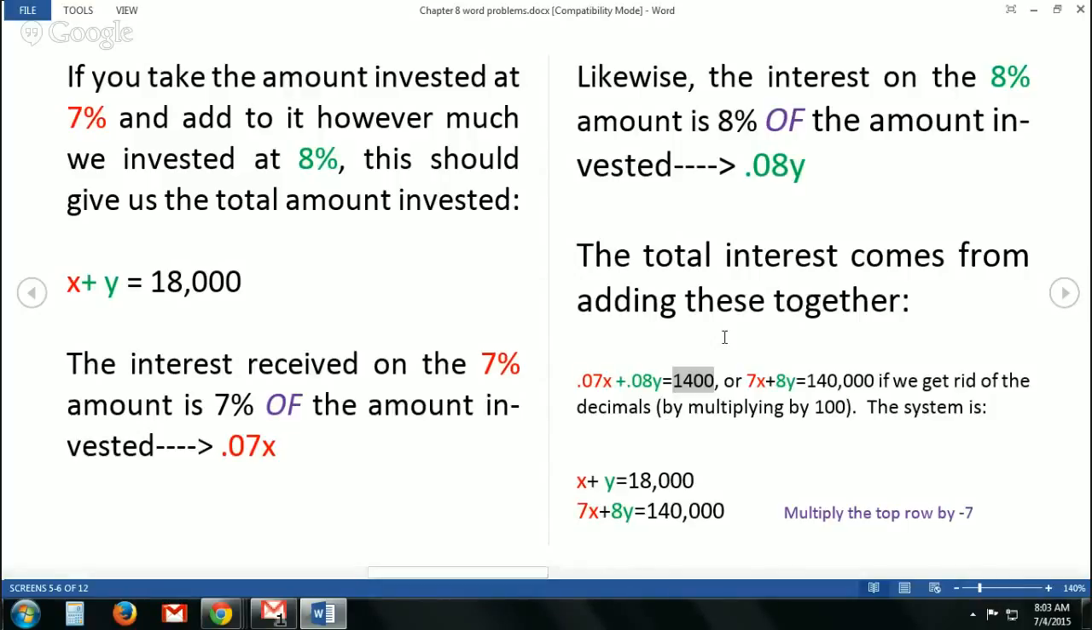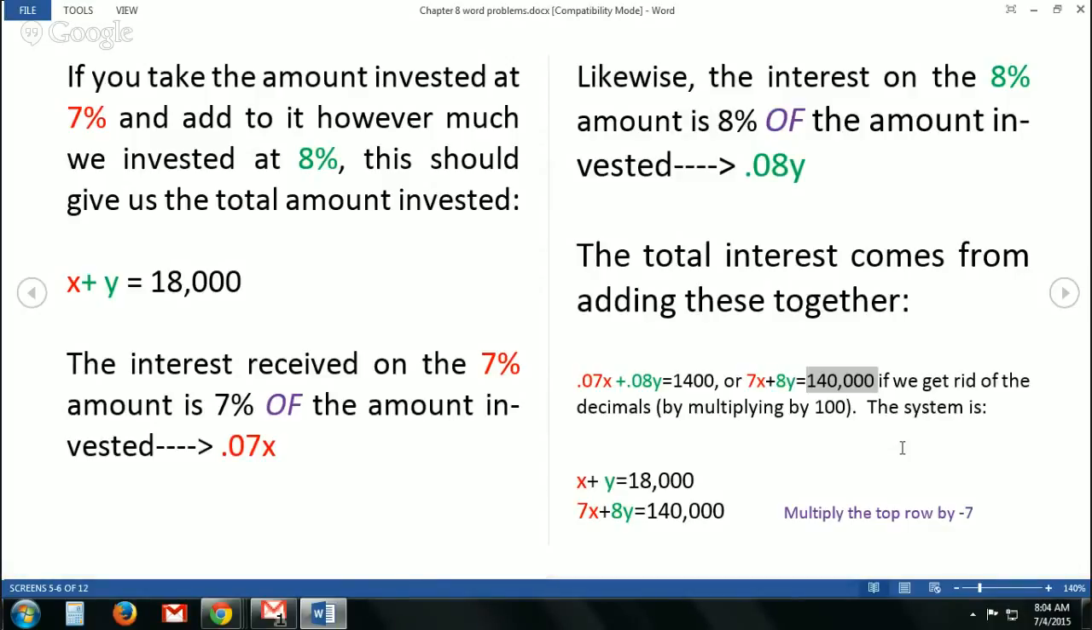Now, I personally don't really like those decimals, so I would like to get rid of them. It's easy to get rid of them by multiplying both sides by 100. That just moves every decimal 2 places to the right. So instead of 0.07x, I'll have 7x. Instead of 0.08y, I'll have 8y. And now if we multiplied the left by 100, we have to also multiply the right by 100. So 1,400, let's add 2 zeros to it, and that gives me 140,000. That just makes it a little bit easier to work as a system of equations, in my opinion.